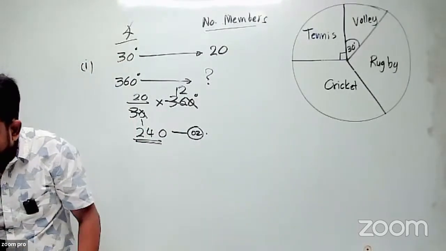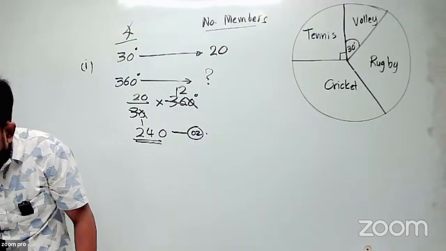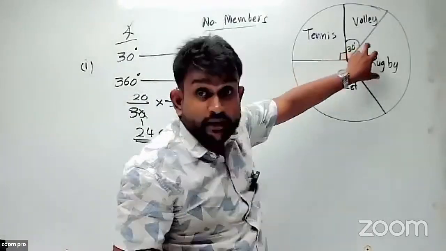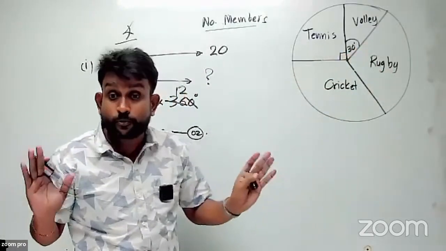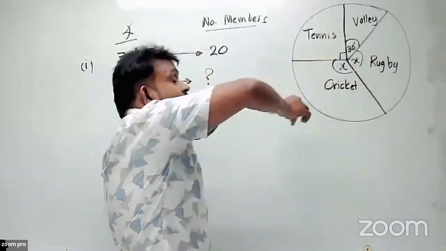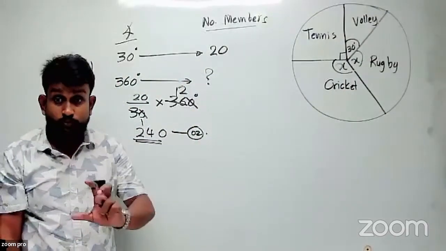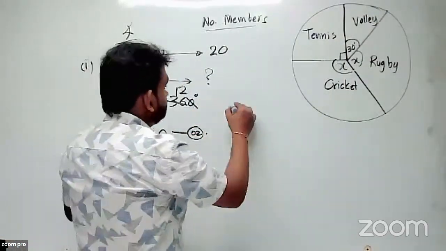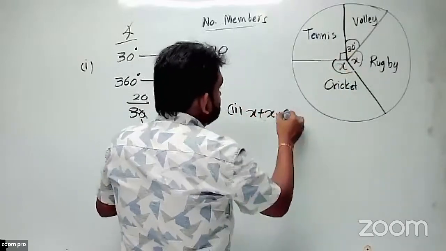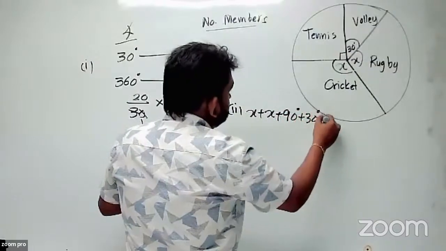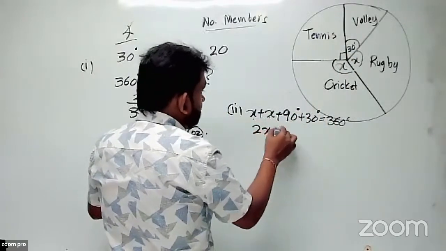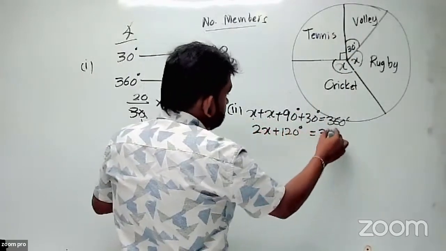Okay, then if the number of members in cricket and the number of members in rugby are equal, right? So members equal means their angle at the center is also equal. So I can write this angle x and here x. Now you can add up all these three and equal to 360. Right, part 2, x plus 90 plus 30, sorry, equal 360. Then x plus x, 2x plus 120 equals 360.